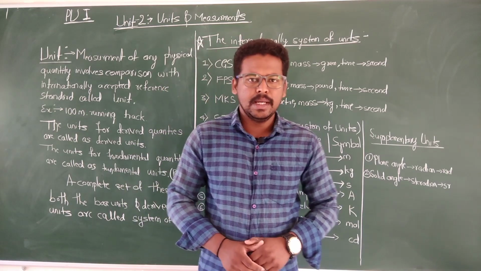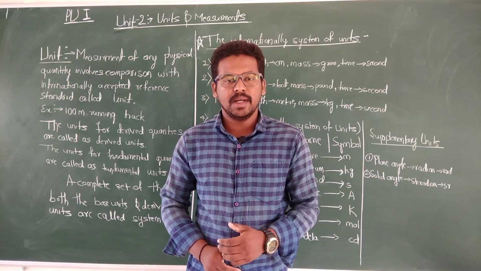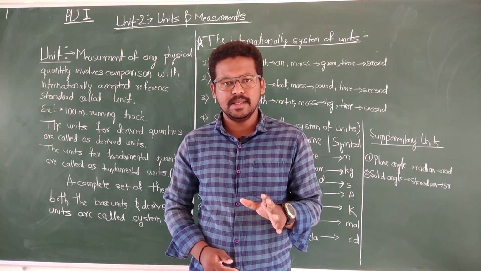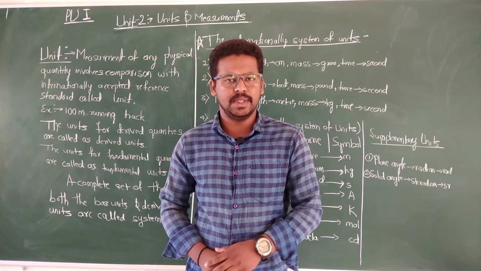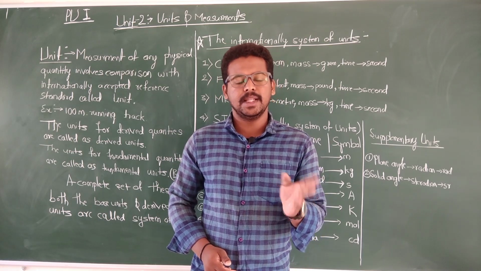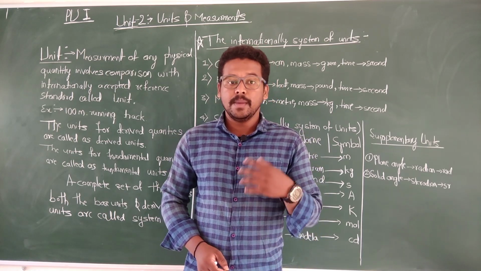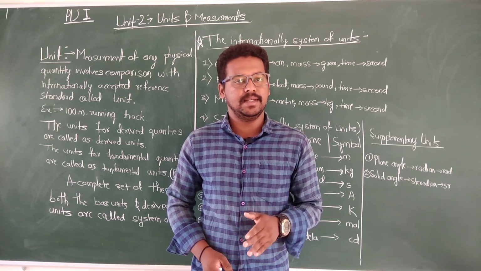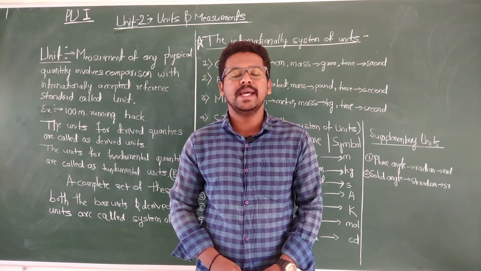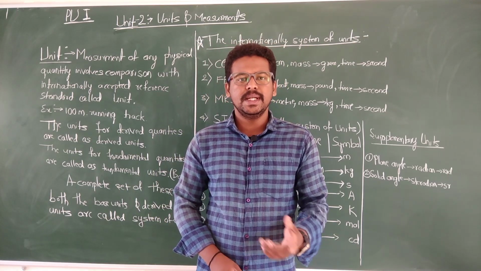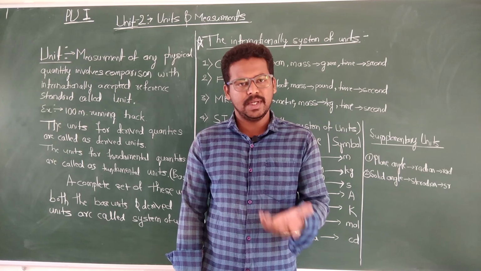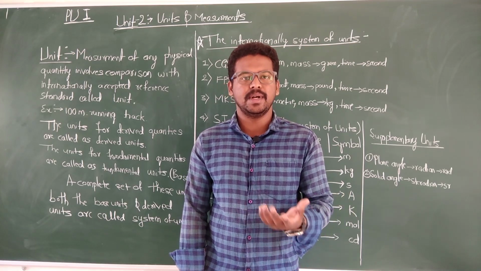In yesterday's class we started Unit 2 of first PUC Physics, that is units and measurements. In the last class we saw what physical quantities are and their types. What are the types of physical quantities? That is fundamental quantities and derived quantities. Fundamental quantities are subdivided into fundamental quantities themselves and supplementary quantities. We have seen that fundamental quantities are measured directly. Today we will see how they are measured, what the units are, and what instruments are involved in measuring the fundamental quantities existing in our nature.